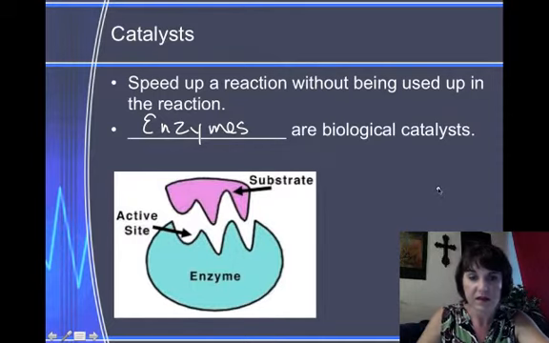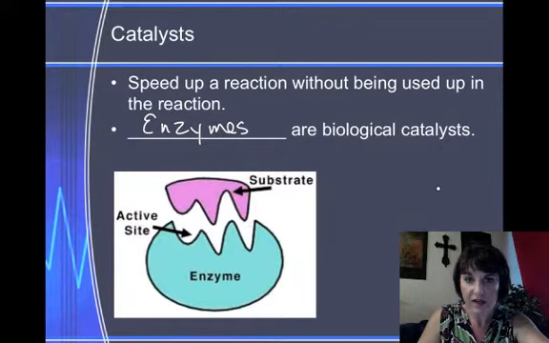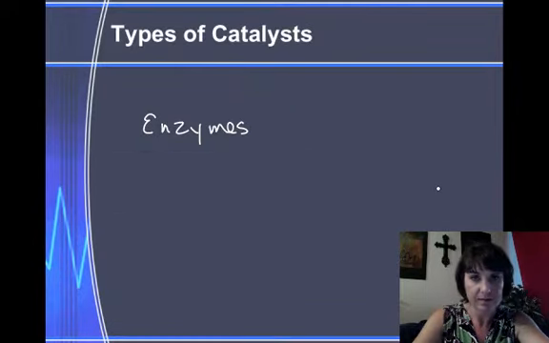Here's an instance of an enzyme where the active site brings two things close together so that the reaction can occur. We call the place on the enzyme that brings molecules together the active site, and the thing that attaches to it is called the substrate.